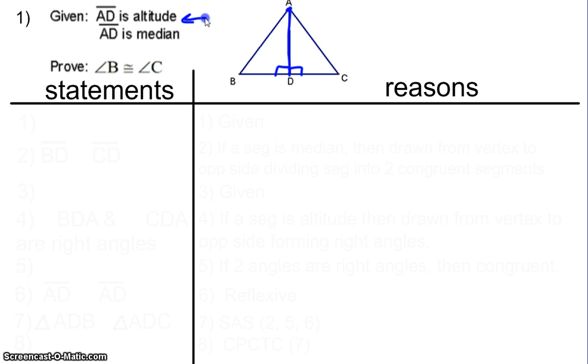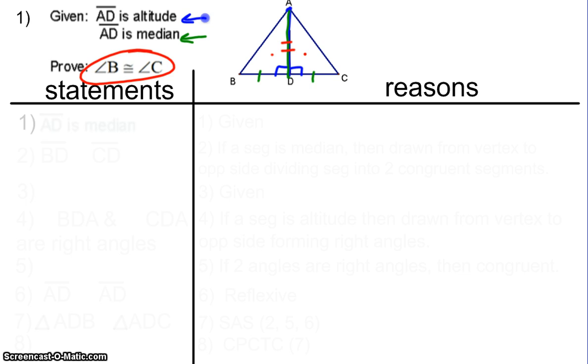If AD is also the median for the second given, I would know that it goes from A to D, and it divides that side into two congruent segments. If I look at my diagram now and trying to prove triangles congruent, I'm missing a piece of information, but I know that both triangles on the left side and the right side share the reflexive side. So I could prove that those two triangles are congruent, and then angles B and C are within those two triangles. So that would be the path that I'm going to take to write this proof.